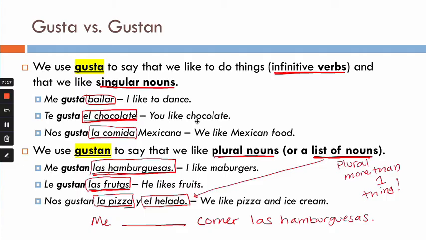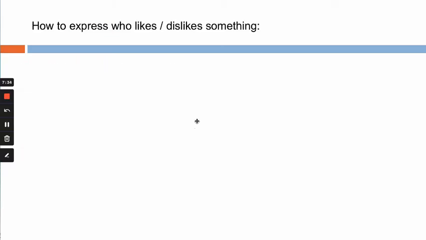And the answer is I have to use gusta because of comer. I like to eat. That's what I'm talking about, the activity to eat hamburgers. So me gusta comer las hamburguesas. So how do we express who likes or dislikes something?